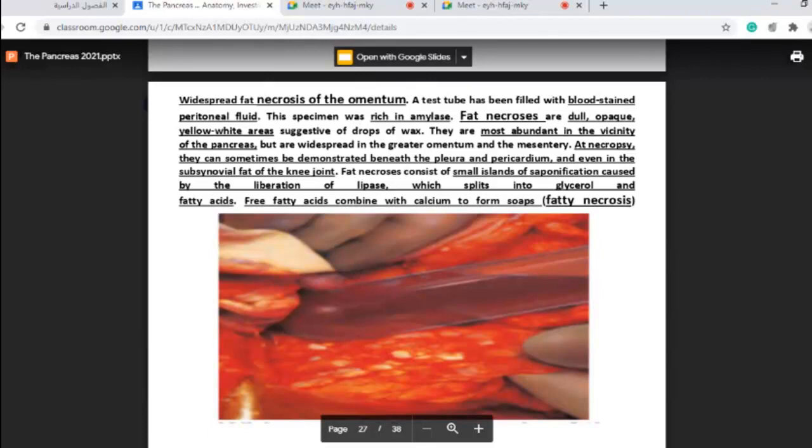There are also small islands of what we call saponification, caused by the liberation of lipase, which splits fat into glycerol and fatty acids, and the free fatty acids combine with calcium to form soap, fat necrosis. So acute pancreatitis is an autodigestion. The lipase secreted by the pancreas causes splitting of the fat into glycerol and fatty acids, and the free fatty acids combine with calcium, forming saponification and fat necrosis.